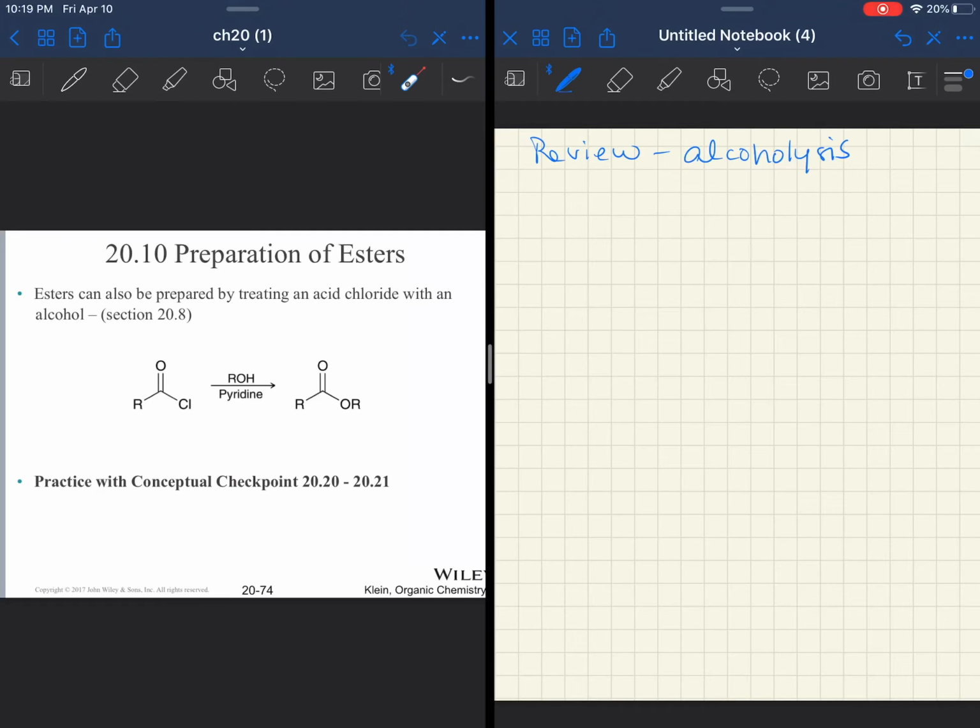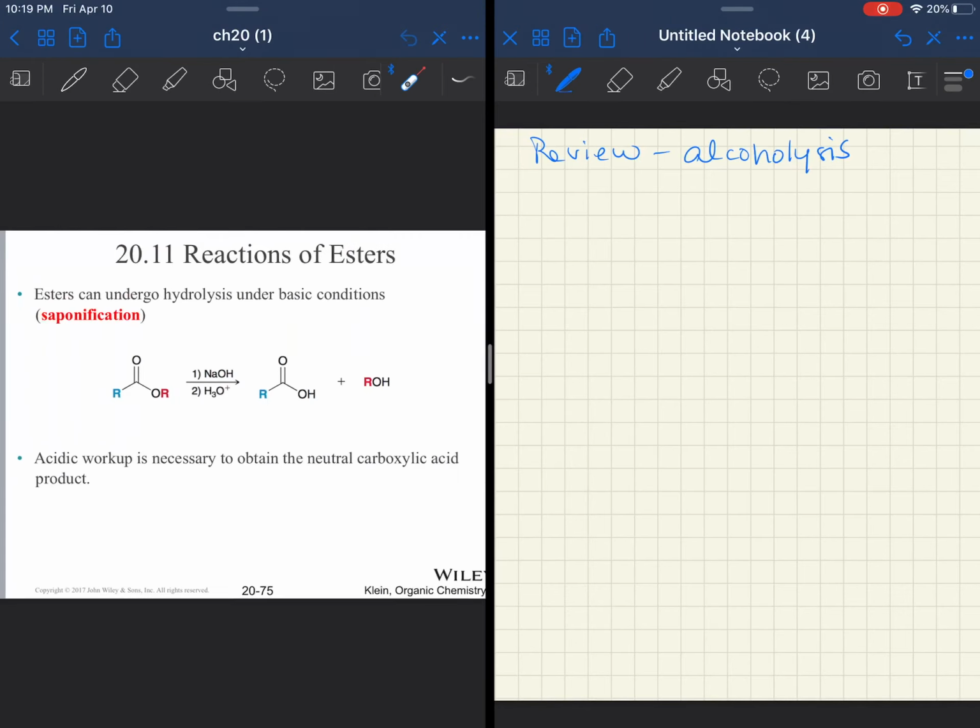So review here, other ways you can make esters. The alcoholysis reaction that we learned earlier in this chapter, where you can take an alcohol and replace a chlorine or the leaving group in an anhydride, that will also leave you with an ester. We just learned that one, so that should be just a quick review. Now, reactions of esters. Once we have our ester, what can we do with it?